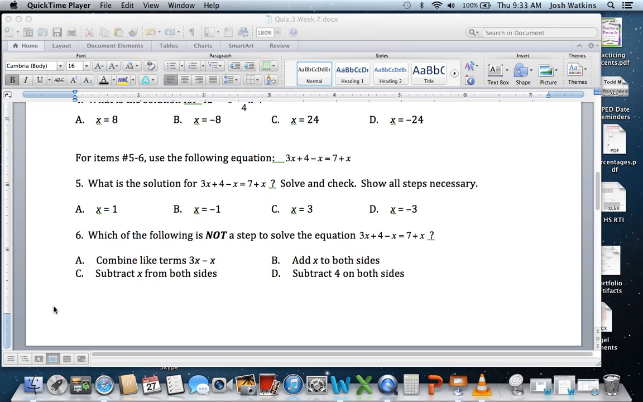Is it A, to combine like terms 3x minus x? B, to add x to both sides? C, to subtract x from both sides? Or D, to subtract 4 on both sides? So which one is not a step?